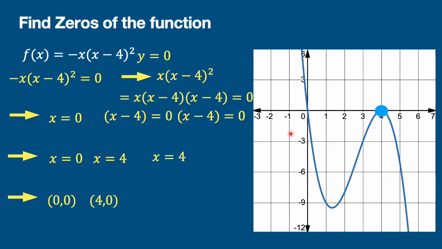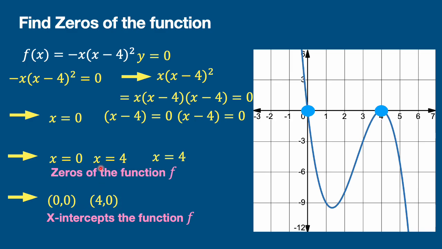(0, 0) is here, (4, 0) is here. So that's how to sketch it, right? This one is the x-intercept. Second, this one is going to be the zeros. This one is going to be the factors. x and x minus 4 are what we call the factors of the function f.